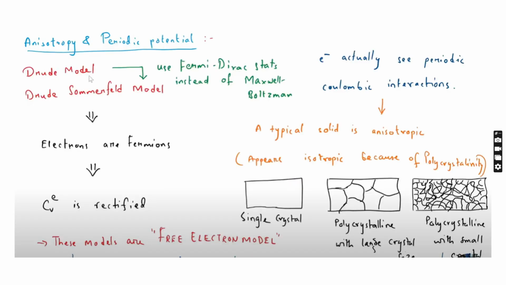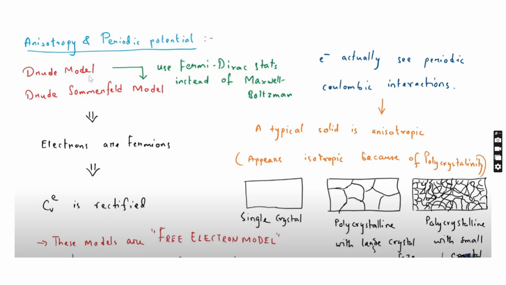So in last class we started with the Drude model and then the Drude-Sommerfeld model. Here we discussed electrons in a metal, where we say the electrons are free. We do not see the ionic cores of the solid, we only see the free electrons. In the Drude model we discussed that electrons behave like a classical gas, so we followed the Maxwell-Boltzmann statistics.